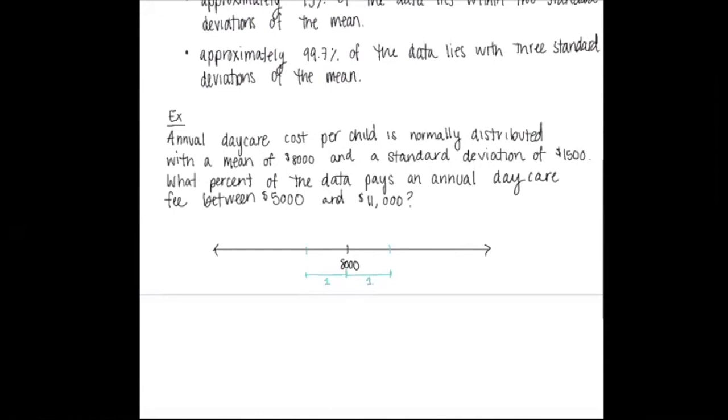Like subtracting 1,500 from 8,000 and then adding. You got it. So this one would be 6,500 and this one would be 9,500. So the difference is 1,500. And then you just keep doing this. You can go out a total of 3 if you want. Go out another standard deviation for 1,500 in each direction.